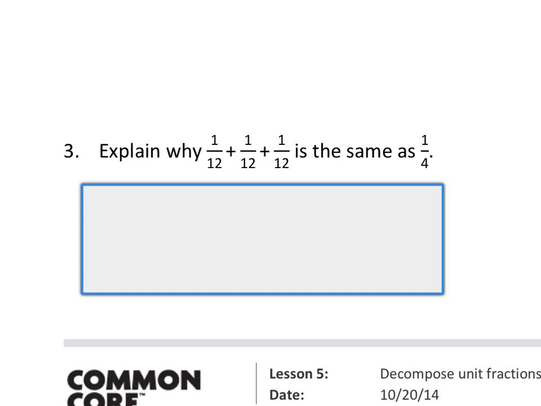I'm going to start by making 1/4. So I'm going to make a model that starts with 1/4 here. There's 1/4. Now let me prove that 1/4 is equivalent to 3 of these 12ths. So to do that, I need to turn these fourths into twelfths. I can do that by making 1, 2, 3, 4, 5, 6, 7, 8, 9, 10, 11.